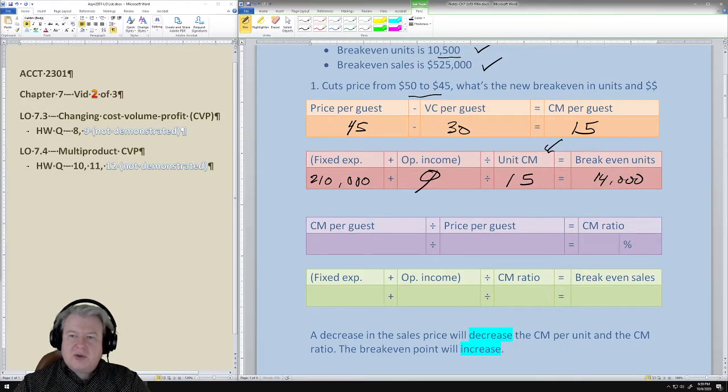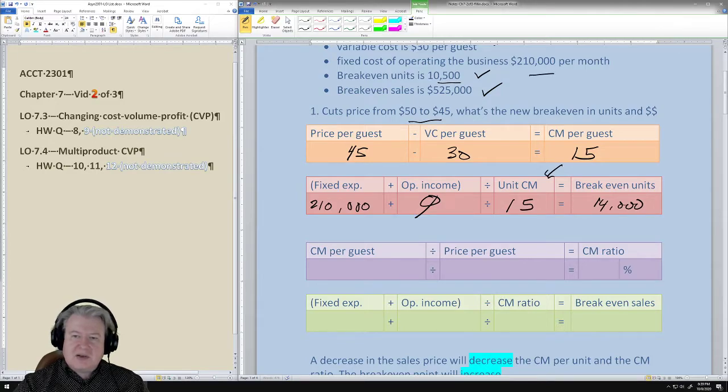And you notice that the previous break-even units was 10,500. So if your sales department says, I think we can pull in 5,000 or 6,000 extra people, well, that might be worth it. You would end up making more. You'd be much higher than the break-even. So that's the number of tickets you need to sell.